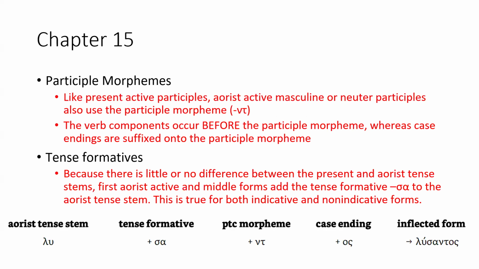Tense-formatives. Because there is little or no difference between the present and aorist tense stems, first aorist active and middle forms add the tense-formative, sigma alpha, sa, to the aorist tense stem. This is true for both indicative and non-indicative forms. So you've got the aorist tense stem, lu, tense-formative sa, the participle morpheme, nu tau, the case ending os, giving you the inflected form, lusantos.